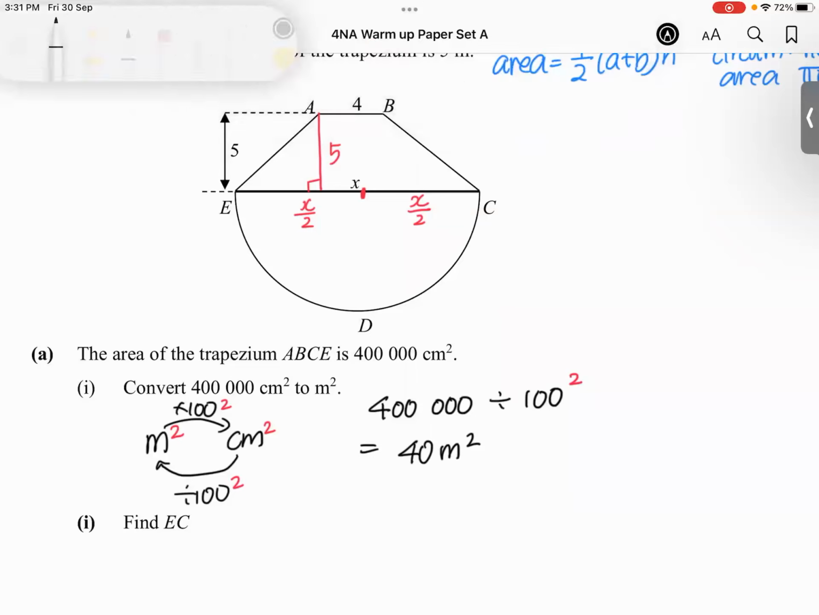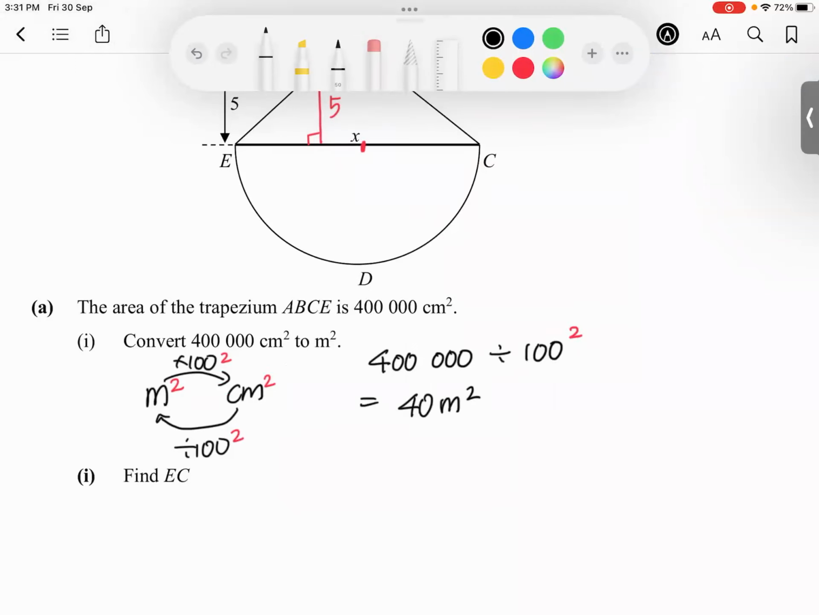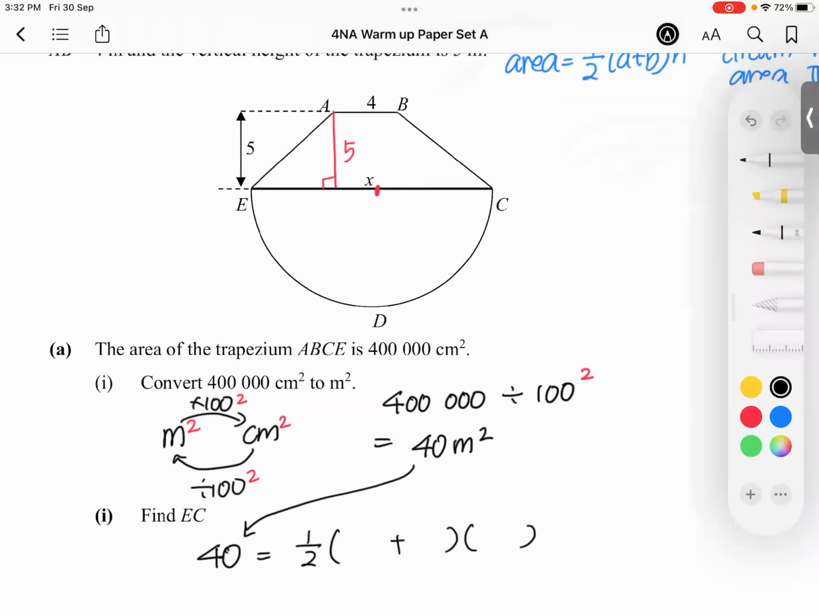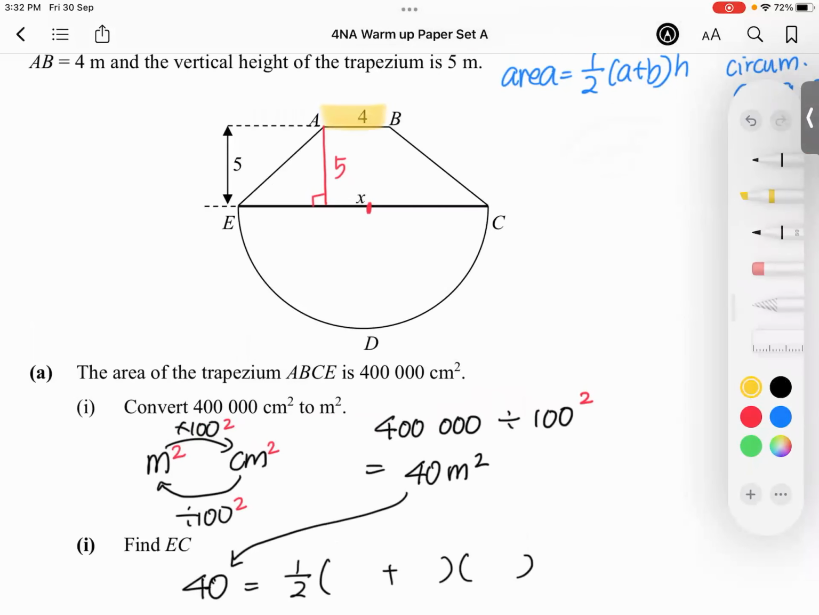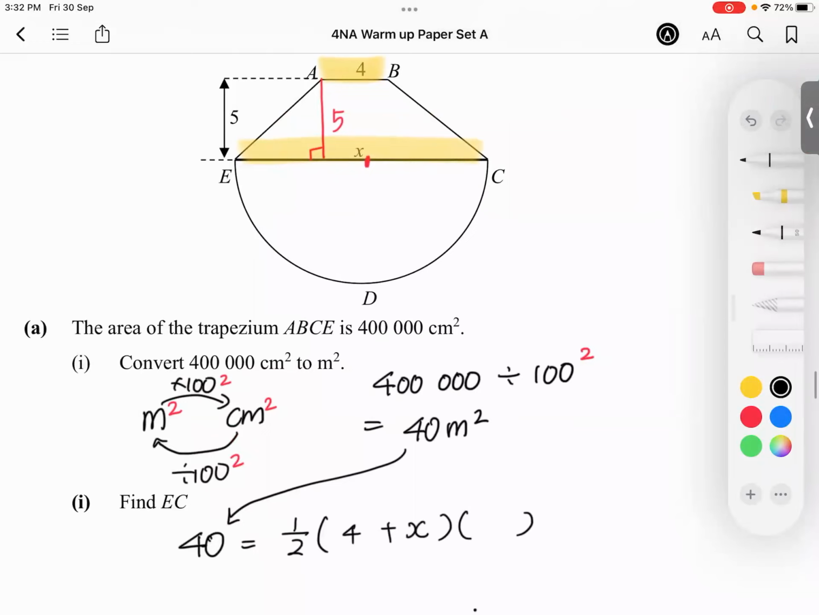Okay. Then next part, they say find the length of EC, which is the one that they ask you to find. Also in this case, I can do this a bit later. They have given me the area already. The area is 40 meters square. From here, area of trapezium is half (A plus B) times the perpendicular height. In this case, the two parallel sides are 4 and this. Since they label it X, I'll call it X also. So this is 4 plus X times the perpendicular height, which is half.